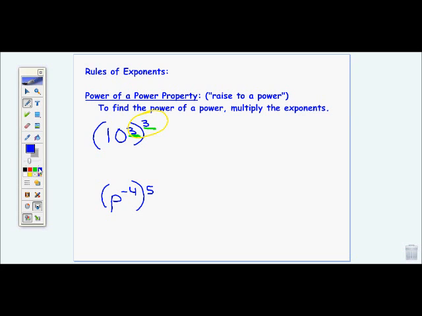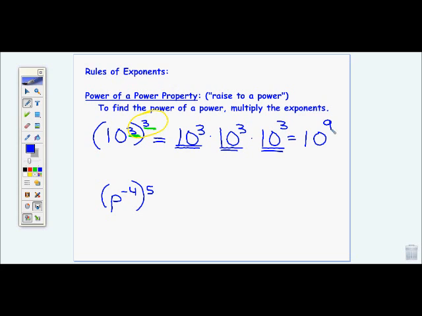Now, if I worked that out, it would have been 10 cubed times 10 cubed times 10 cubed. When we do that, you will see we have the same base, so we could add the exponents. When I add the exponents, I would come up with 10 to the 9th power.